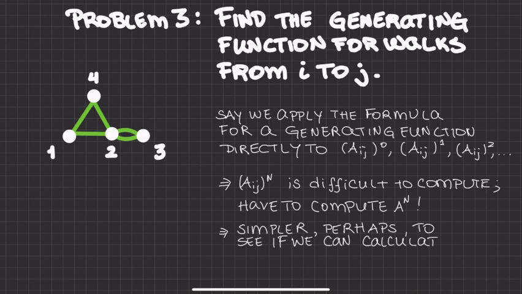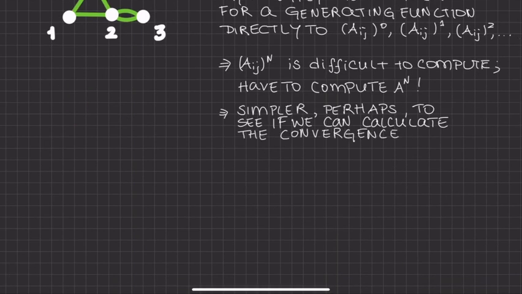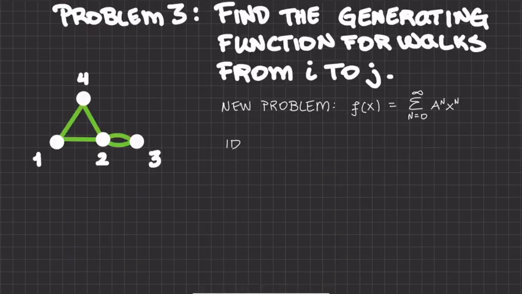Perhaps, towards a simpler solution, we can express our generating function in terms of A to the n rather than just the ijth entry. Thus, we're presented with a new problem of analyzing the convergence of our new power series involving all of A to the n. We notice that this function is not in the exact form provided by our formal definition. There's a matrix term, and we don't exactly know how to deal with that.